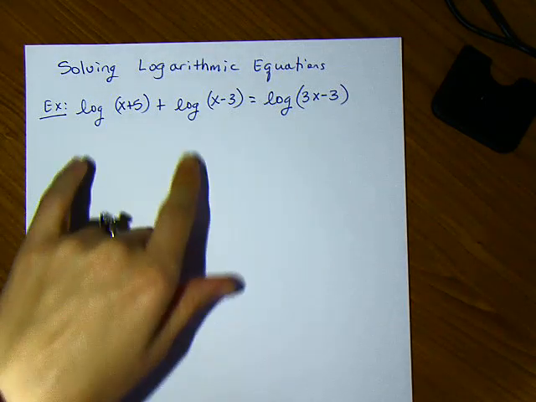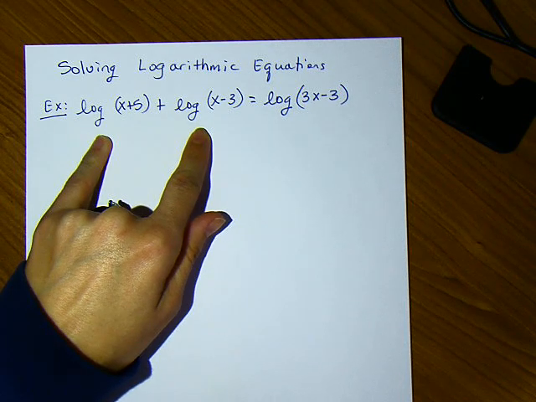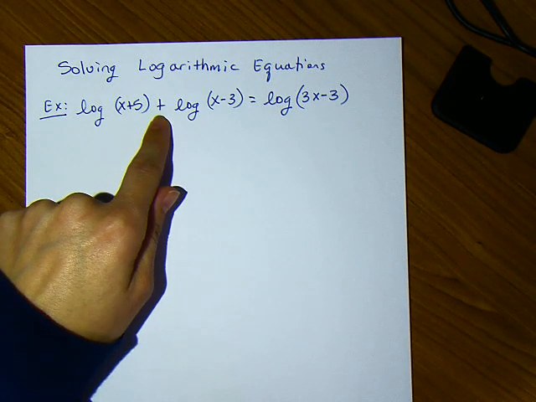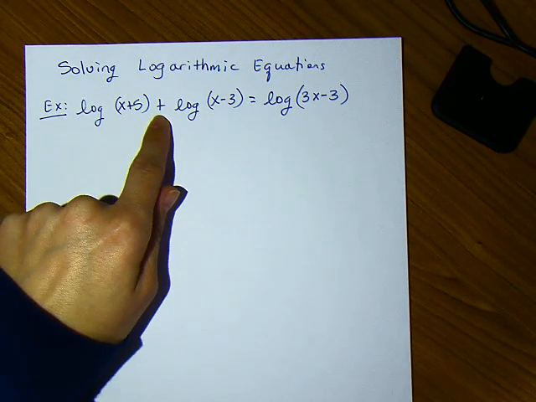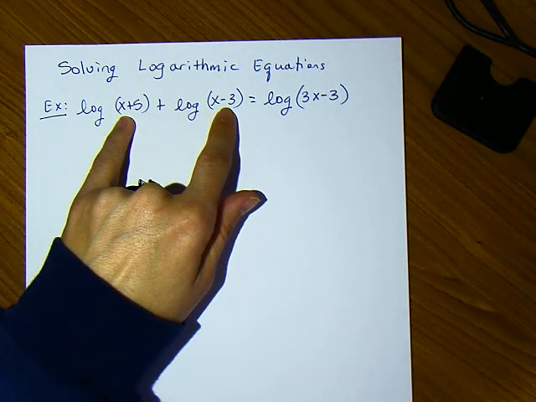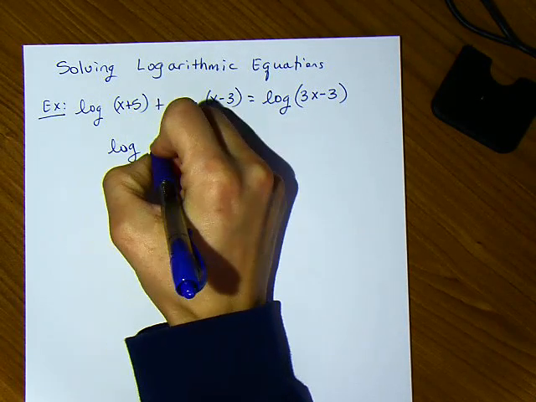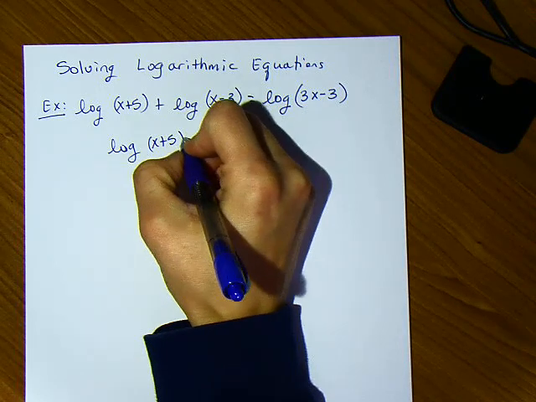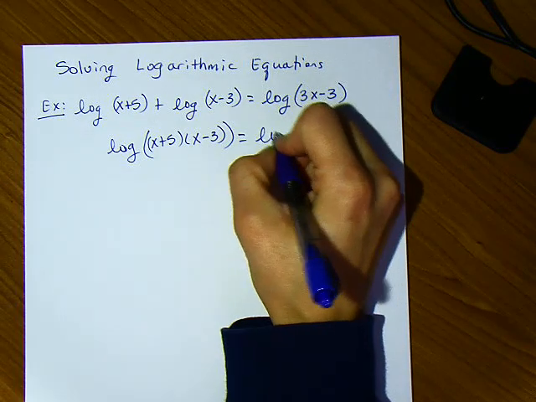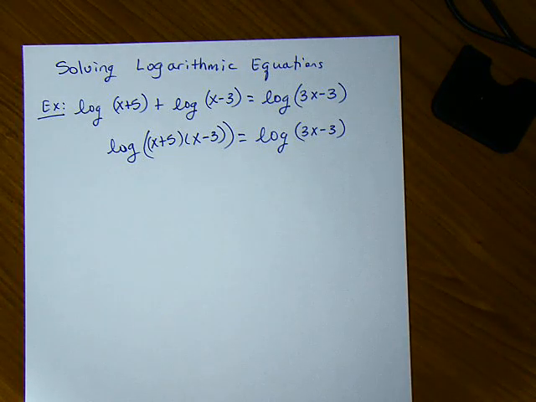So we'd start off by, we see on the left-hand side I have two logarithms. So I need to use the properties of logarithms to combine this into a single logarithm. Since these two are being added, then the sum product property of logarithms will tell me that I can then multiply the arguments together to write this back as a single logarithm. So we would have log of x plus 5 times x minus 3 is equal to log of 3x minus 3. And now that one-to-one property kicks in.